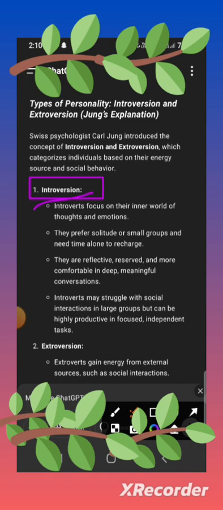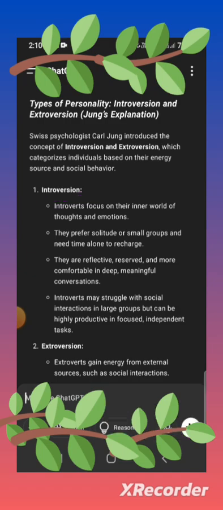They tend to be more reflective, introspective, and cautious in social settings. Examples: writers, researchers, scientists, and philosophers often exhibit introverted tendencies. Introverts may struggle with social interaction in large groups but can be highly productive in focused, independent tasks.